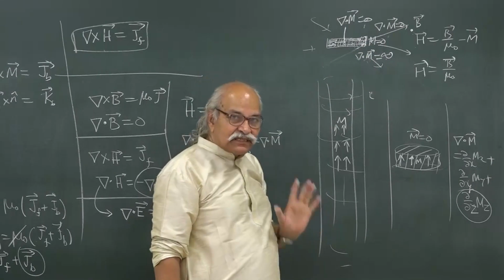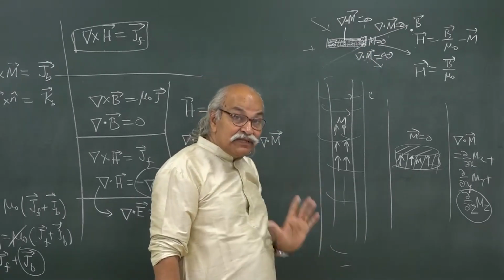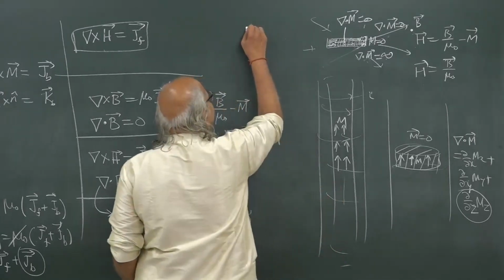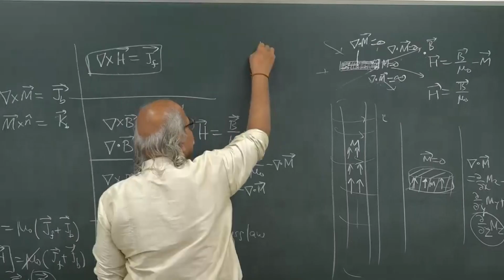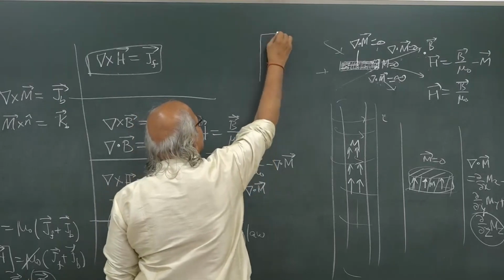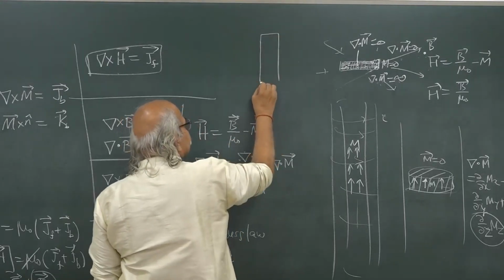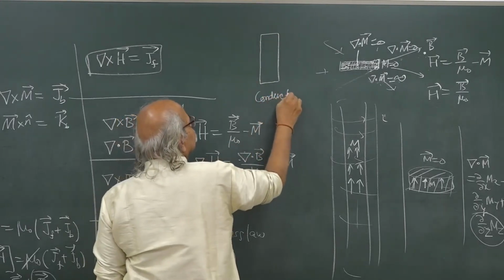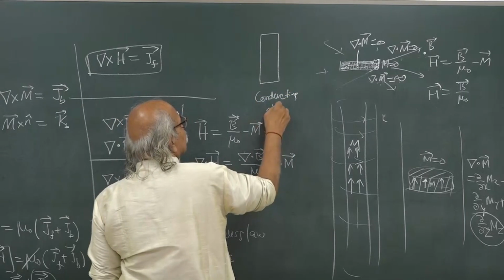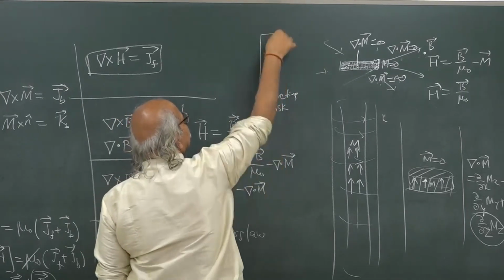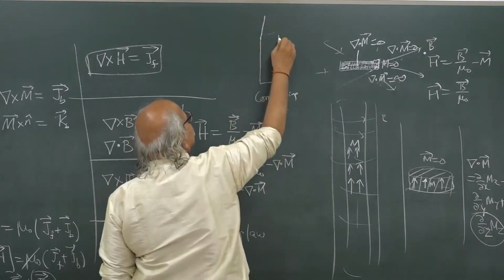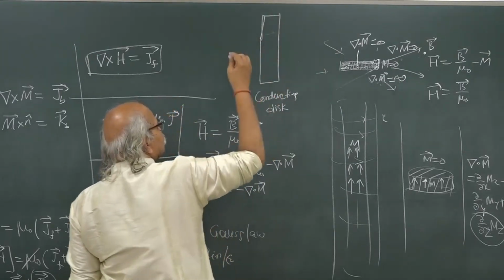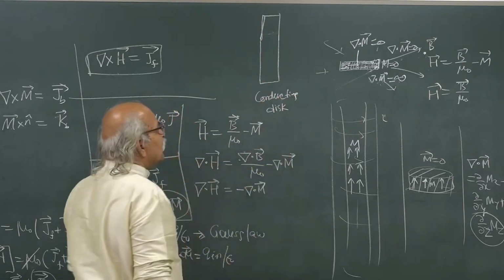Now, this situation is similar to your electrostatics. Suppose you have a disk, a metallic disk, suppose this is a conducting disk, and then you have given a charge. Say this side is long and this side may be short. So this is a conducting disk and you have given a charge.